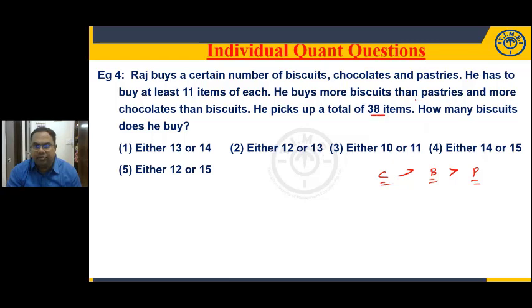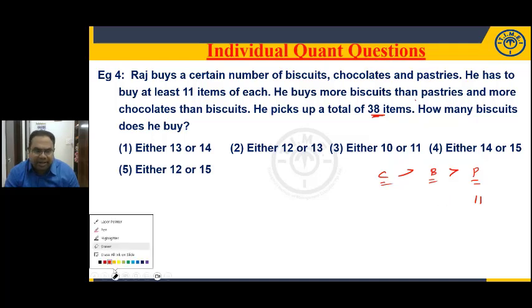He picks up a total of 38 items. So he's buying at least 11 of each. So 11, 11, 11. He's buying total of 38 now. So what you do is, how will you adjust 38? Increase this one by 1, it will become 12. So if pastries are 11, remaining are 27. So this can be 15.